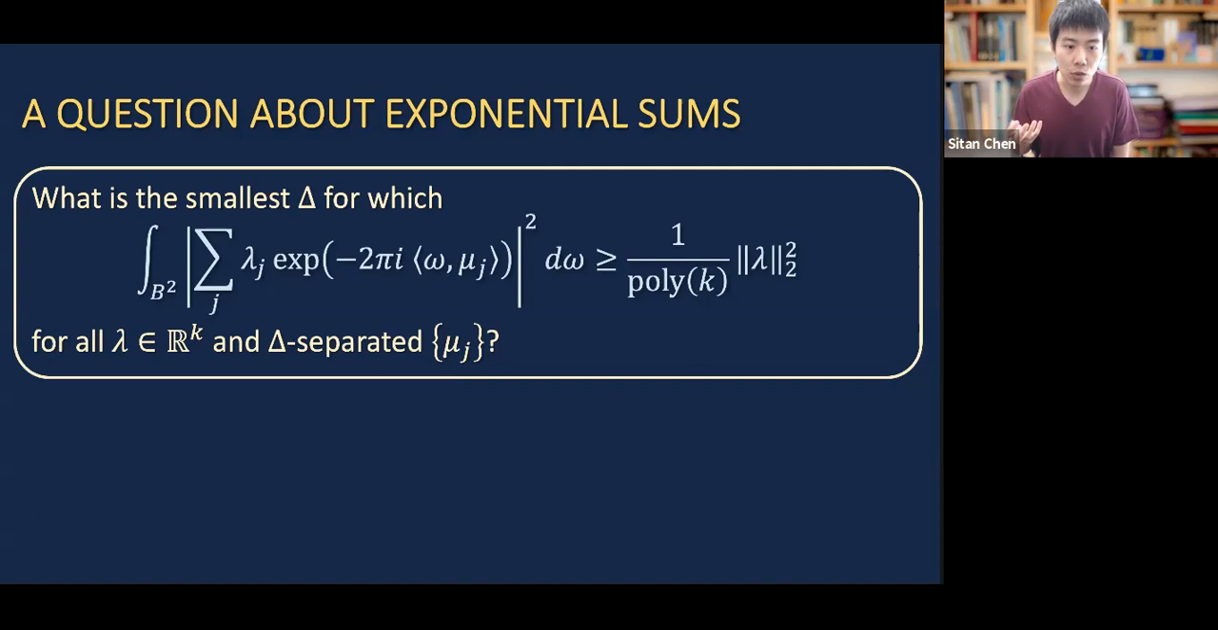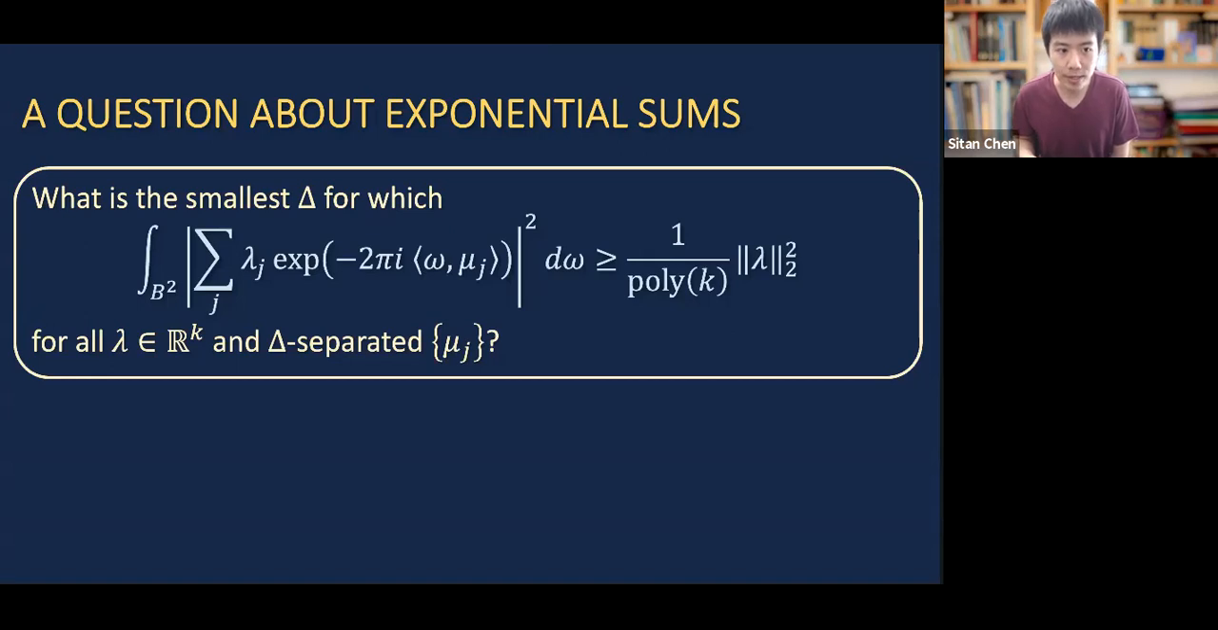And the hope is that you can't come up with a collection of delta-separated centers, mu_j, for which there are too many cancellations. In other words, you can't come up with a collection of centers for which the integrand, this exponential sum, is too close to zero for most of the frequencies omega in the unit ball. Okay? So you can think of this as really lower bounding some minimum singular value of a particular matrix. So really this question is one of establishing some kind of condition number bound. Okay, but this is, in my view, a pretty clean Fourier analytic question.